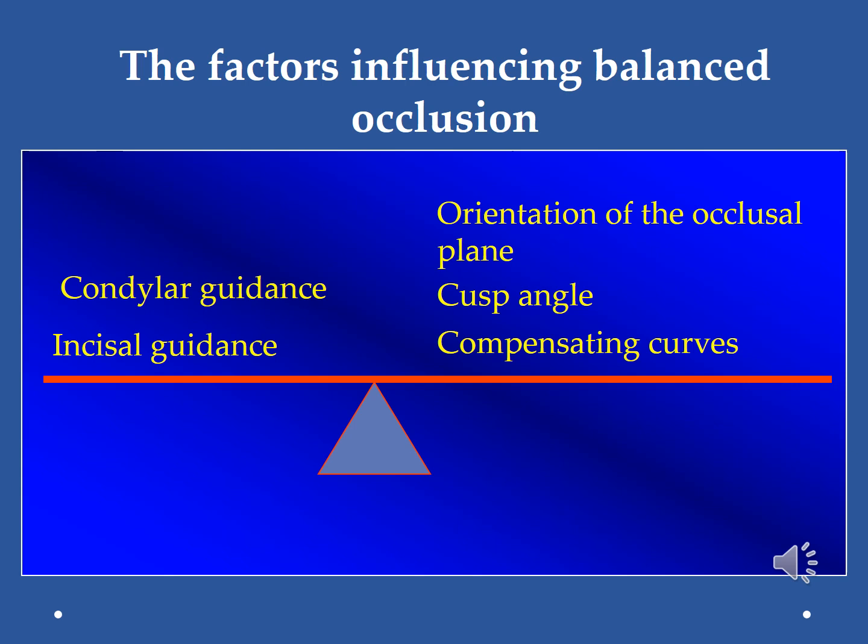In order to achieve balanced occlusion, we should understand the factors that affect balanced occlusion. We have 5 factors which are set on a balance. On one side, we have condylar guidance and incisal guidance, and on the other side, we have the orientation of the occlusal plane, the cuspal angle, and the compensating curve. So these are the factors which influence the balanced occlusion, and we will talk about them in detail.